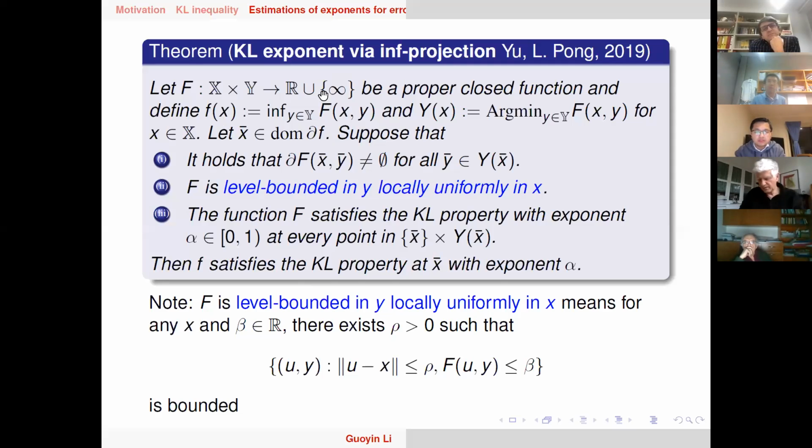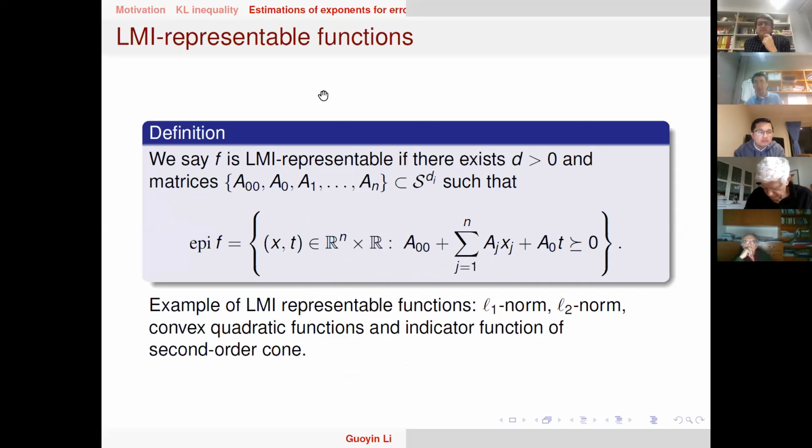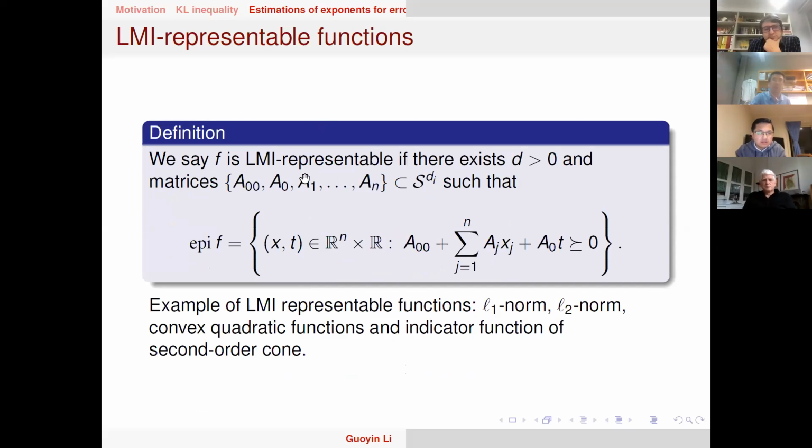Okay, so what is it about? Because now you can do a lot of things. For example, if you look at those functions that can be represented as semi-definite programming. For example, if your function is what we call linear matrix representable, in the sense that its epigraph can be written as a linear matrix inequality for some matrix involved with a suitable dimension. Okay, then using this kind of idea, your function actually can be lifted as somehow an optimal value of a semi-definite program. Then you can use the results, for example, in error bounds of semi-definite programming to study the KL exponent. Okay, so that's the general idea.